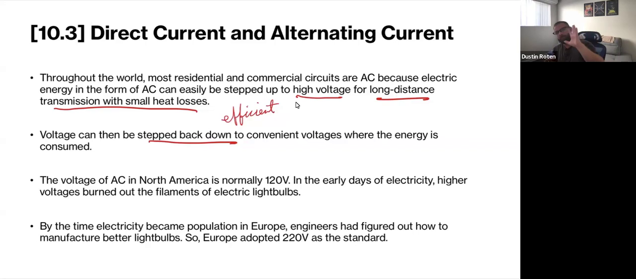By the time electricity became more popular in Europe, overseas, engineers had figured out how to make better light bulbs that didn't burn out as easily. So when Europe implemented electricity publicly and commercially, they actually could step up their voltage. They doubled the voltage to 220 volts. Interesting fact, in Europe, they actually use DC voltage and not AC, at least in some parts of Europe. That's because everything is much more compact and closer together. European countries are much smaller than the US, so they don't have to transmit as far.